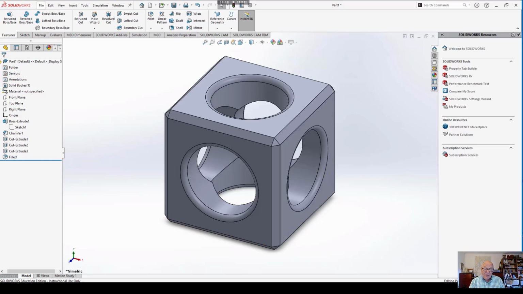So now, let's find out if yours is the same as mine. I use 10 for the dimension of the cube. I use 6 for the dimension of the holes. I use 0.4 for the fillets and 0.5 for the chamfers.